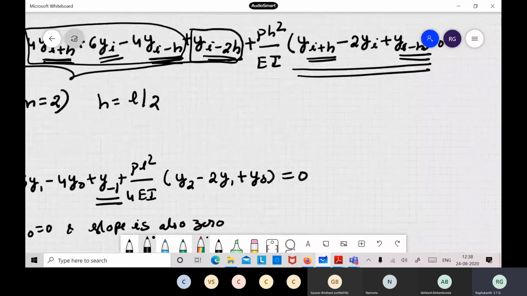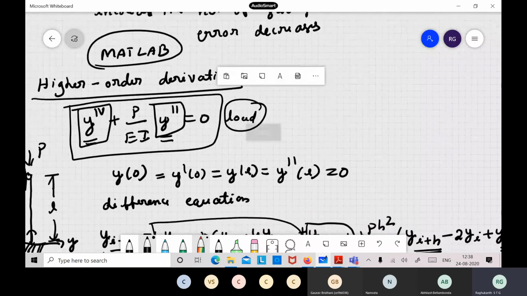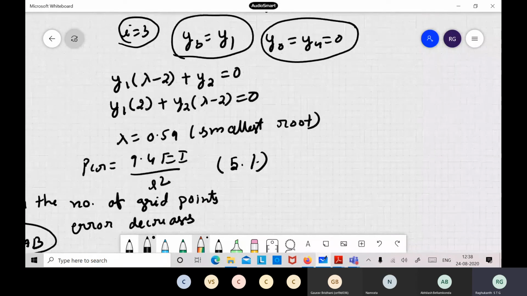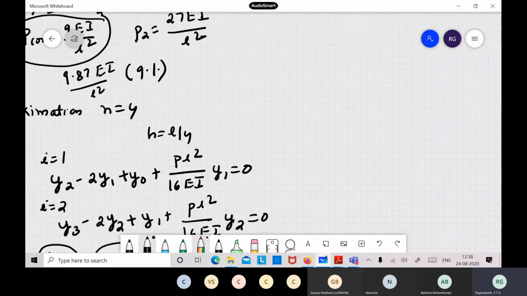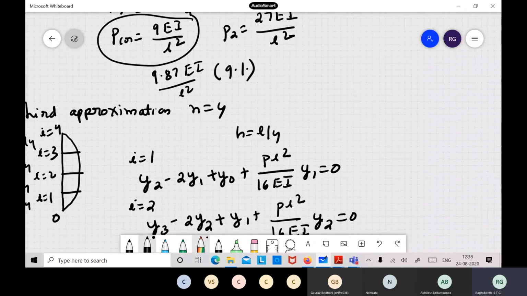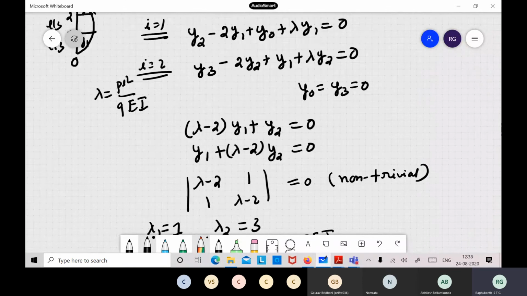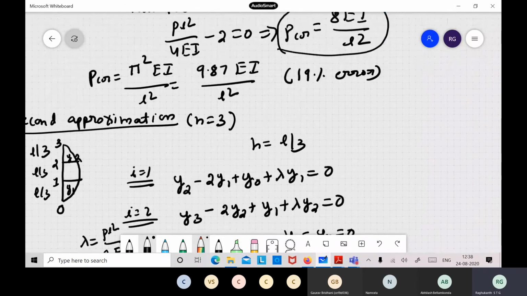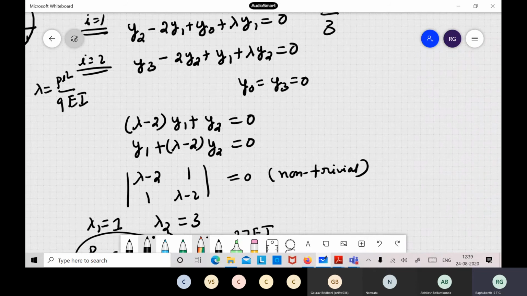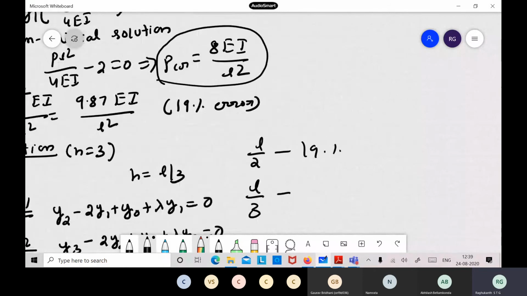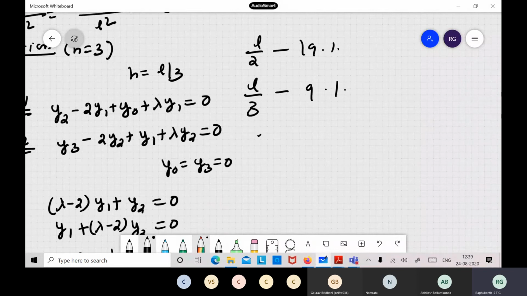But now in the second order ODE, if you see this, where we wrote it, for a second order ODE we have seen what happens when you are increasing the order, or H actually. See, like L by 2 to L by 3. Now how is the error decreasing? When it was L by 2, the error was 19%. When it was L by 3, the error was 9%. And L by 4, I think it is 5% or something we have got.